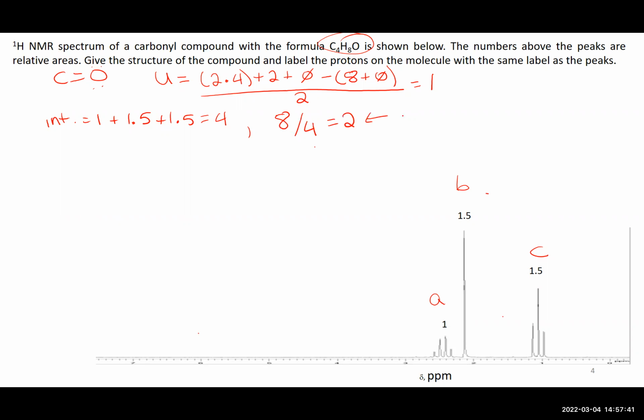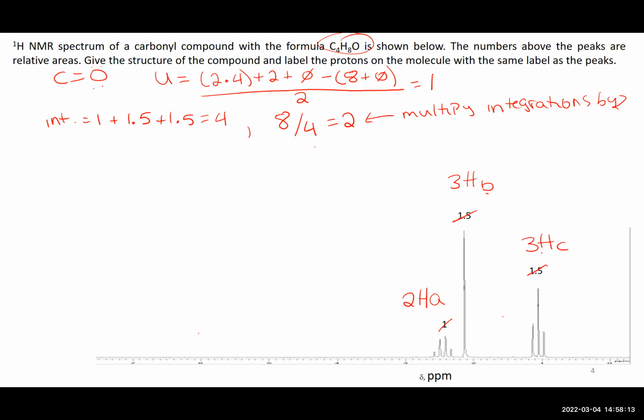So then I need to multiply all of my integrations by 2. So HA is not 1 hydrogen, there are actually 2 hydrogens under that same environment. HB is 3 hydrogens, so 3 HBs. And HC, it's actually 3 HCs. So my integrations are corrected.